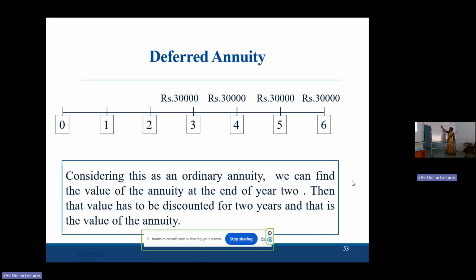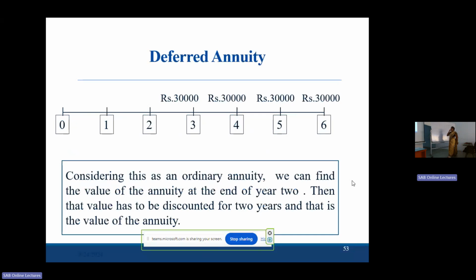Now this is the timeline for this deferred annuity. 0, 1, 2, 3, 4, 5, 6. Each 30,000. There are 4 cash flows of 30,000. This is a deferred annuity.